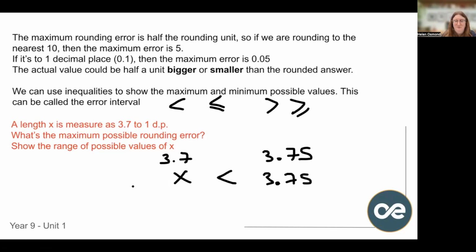That would round up. And on the other end, what's the smallest value that would round to 3.7? It's going to be 3.65. Now that one does round up, so I use the inequality with the equal sign. So these are the inequalities that you're going to get every time when you're doing rounding errors. It's always going to be this way round. And we've shown the range. So x could be any value between 3.65 and 3.75, and they would round to 3.7.